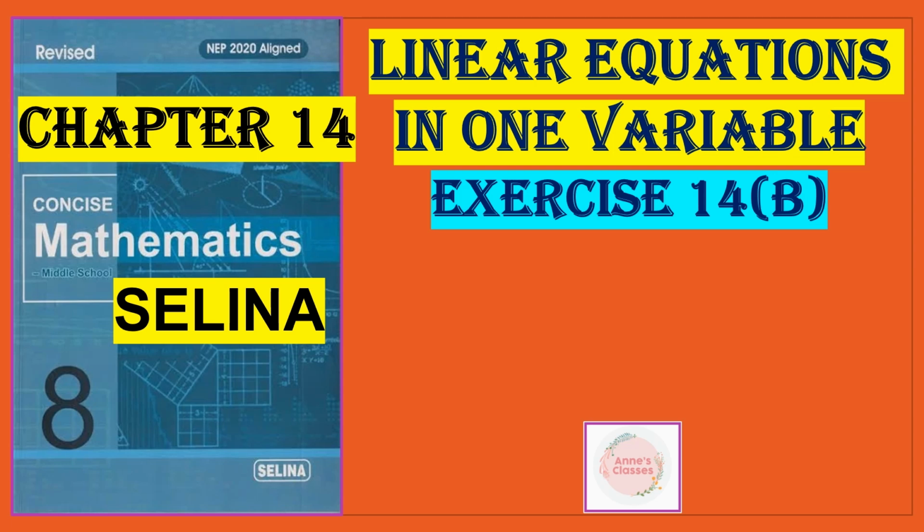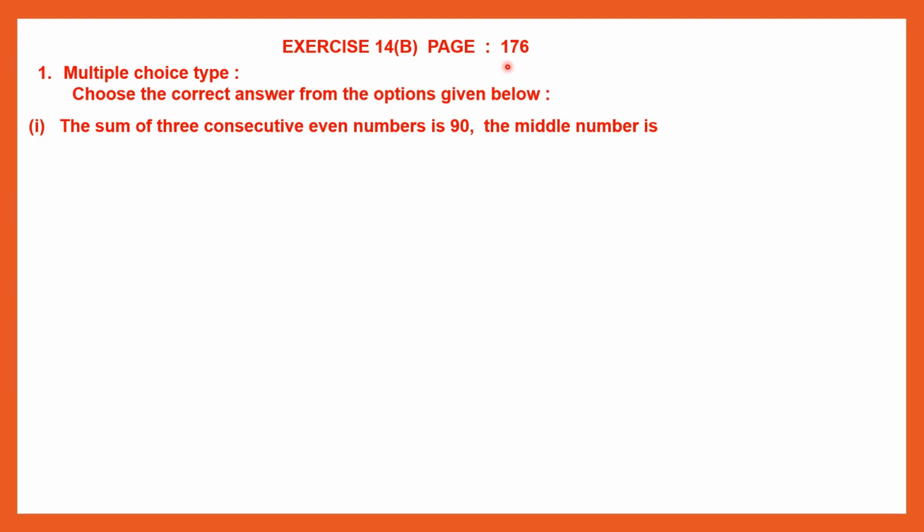Let's do linear equations in one variable, exercise 14b, page number 176. Question 1, multiple choice type. Choose the correct answer from the options given. The sum of three consecutive even numbers is 90. Find the middle number. Now every word here is important.